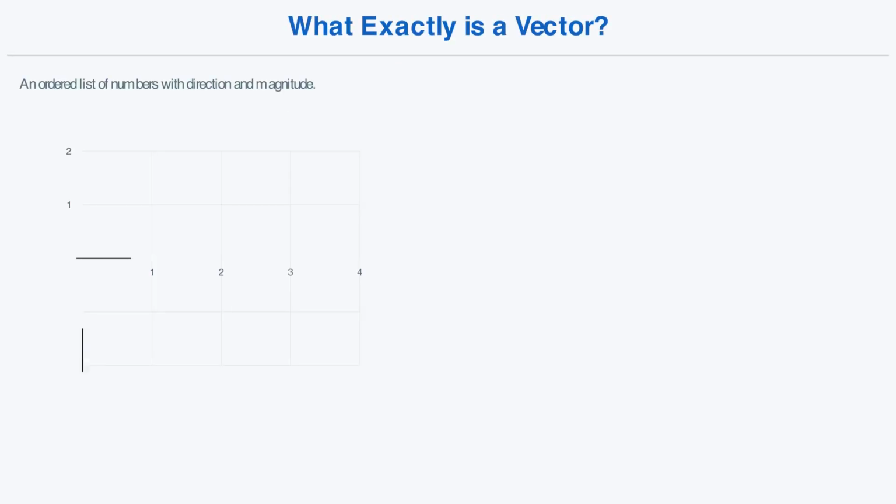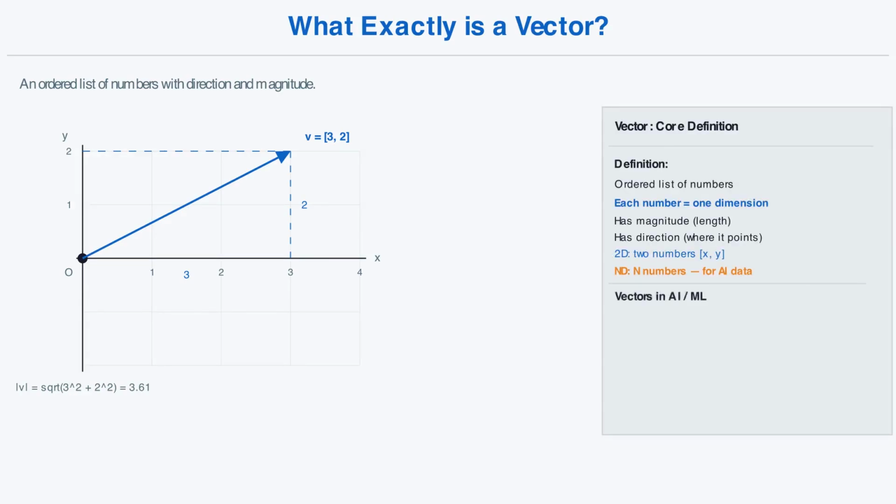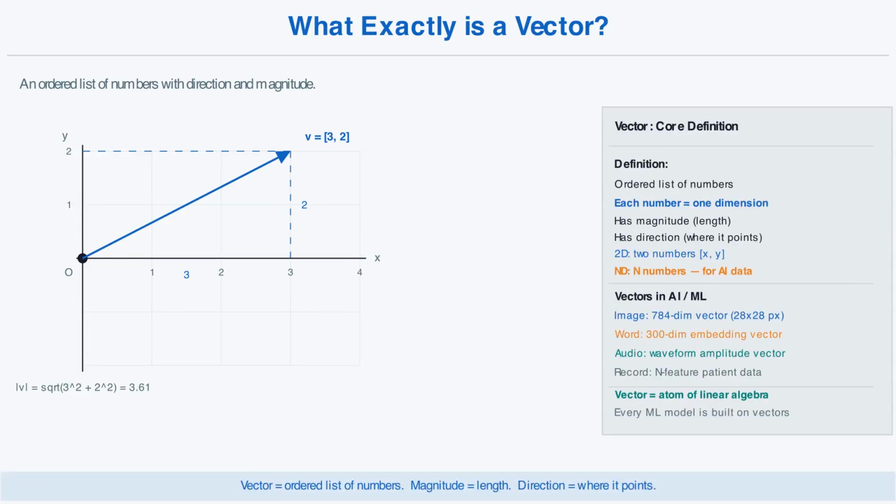The simplest definition: a vector is an ordered list of numbers. That is it. But when we give those numbers geometric meaning, that is when things become interesting. Take the vector 3, 2. Start at the origin, the center of the coordinate grid. Move 3 steps right. Move 2 steps up. The arrow you just drew from the origin to that point is your vector.